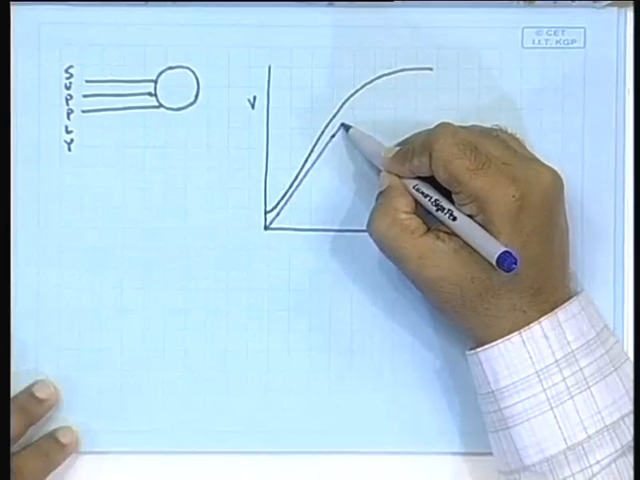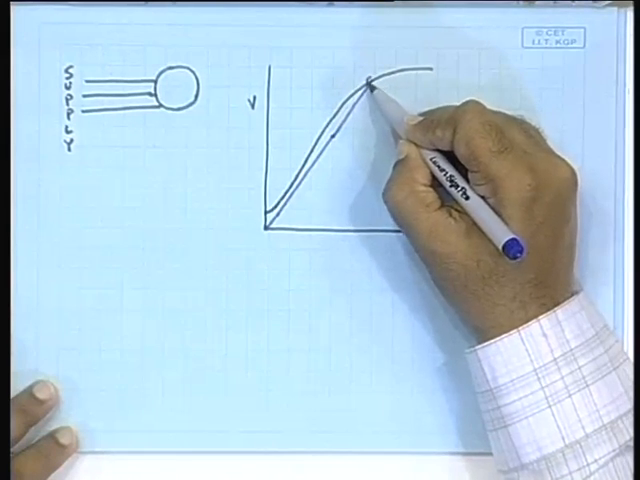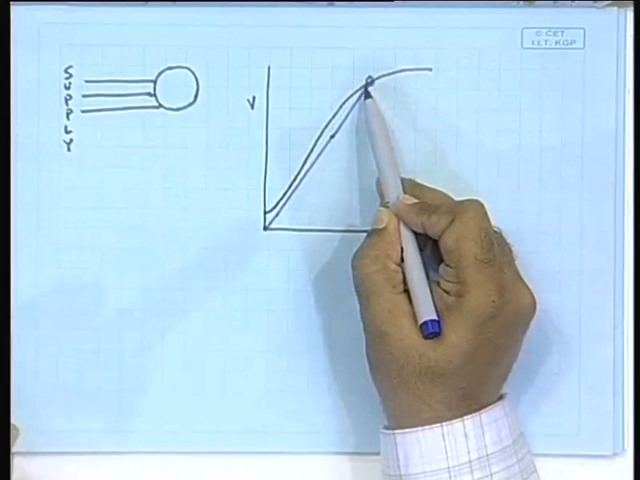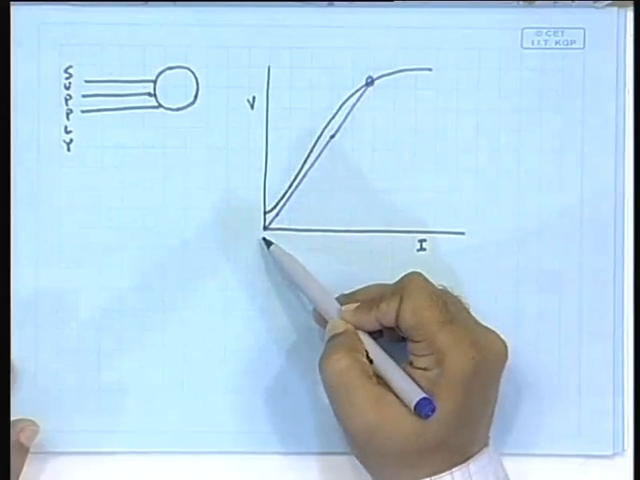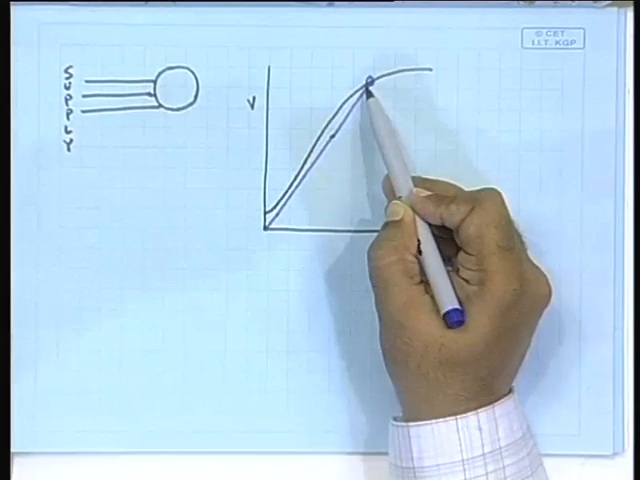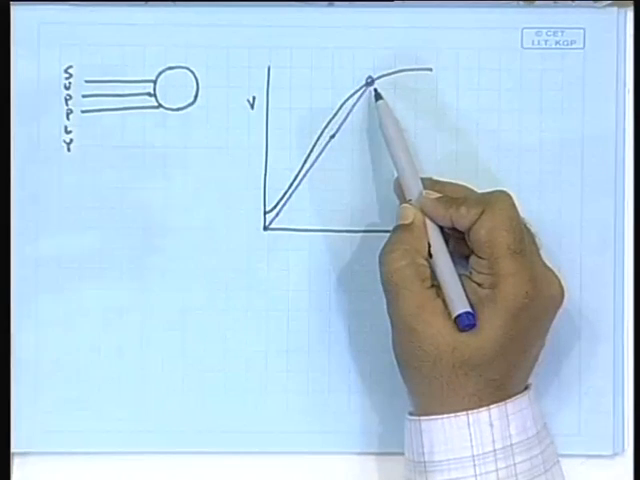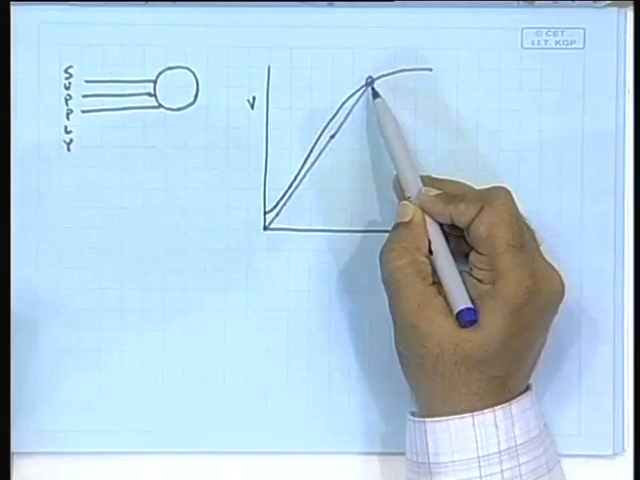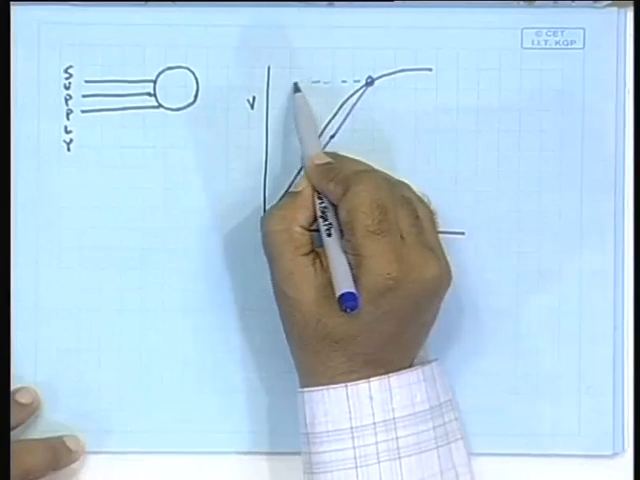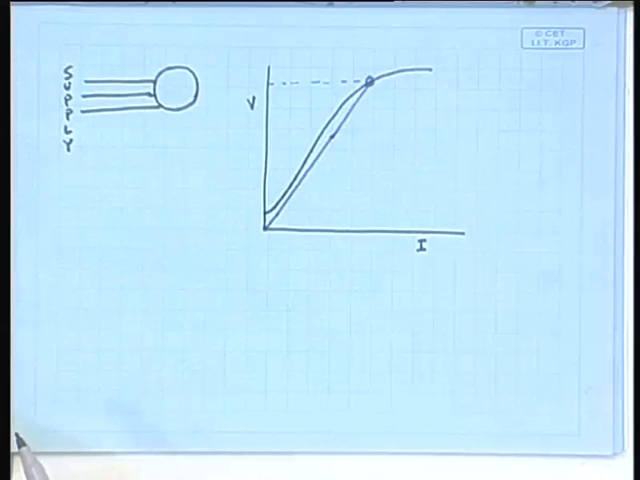So, if you extend it, these two will meet at a point, and this point means that now the voltage across the capacitor is the same as the voltage across the magnetizing branch. The current through the capacitor is the same as the current through the magnetizing branch. So, this will be the operating point, and naturally you would infer that this will be the generated voltage.